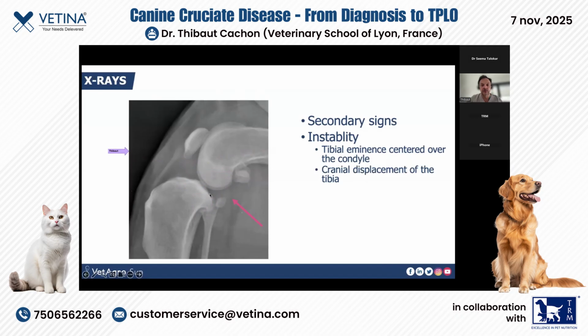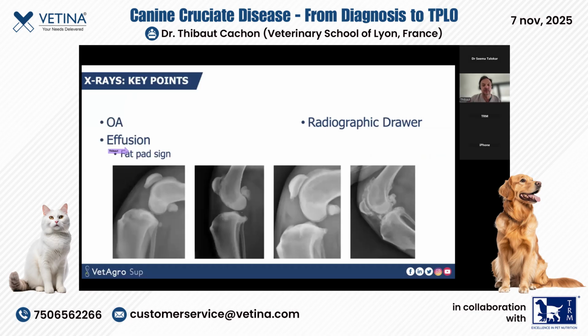Okay, cool. And you can also see that there's a cranial displacement of the tibia, that the caudal part of the tibial plateau is not aligned with the caudal part of the femoral condyle. This is what we call the radiographic drawer test. And you can see that this dog has joint instability, osteoarthritis, joint effusion. There is a cruciate rupture in this dog. It's clear based on your examination and based on the X-ray.